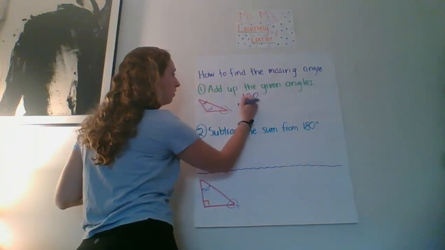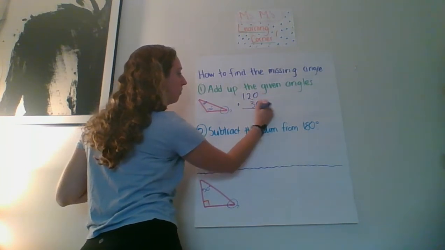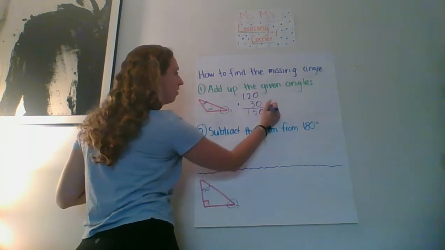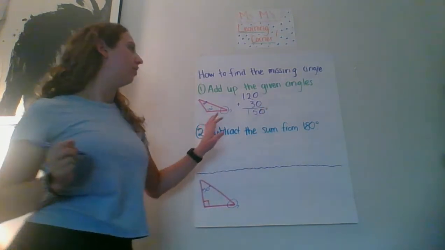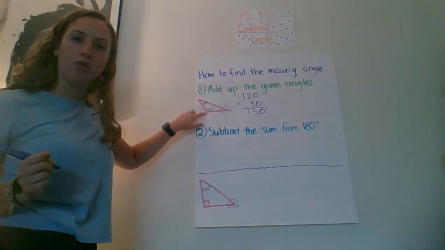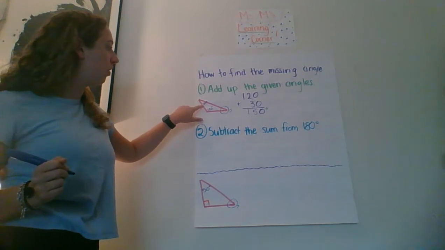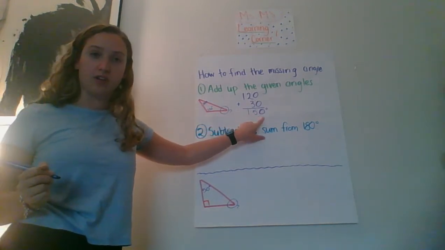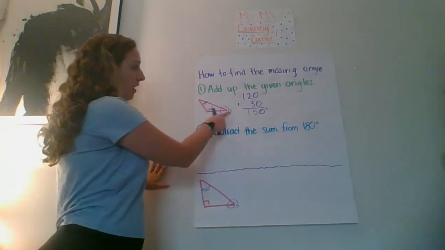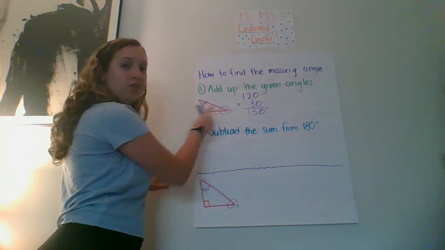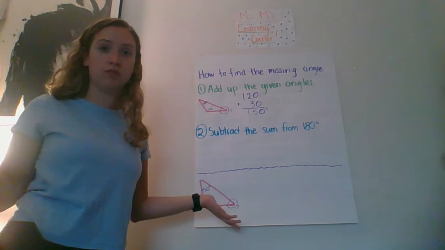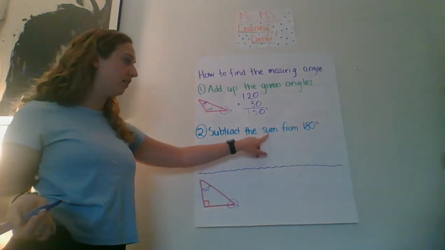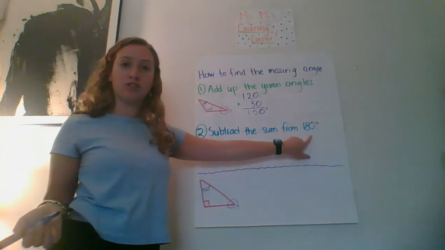120 plus 30, 0, 2 plus 3 is 5. Alright, so I added up the 2 angles that I know, 120 and 30 degrees, and together they equal 150 degrees. And now I need to use that knowledge to figure out what this angle is here that I don't know. My second step is I'm going to subtract the sum from 180 degrees.